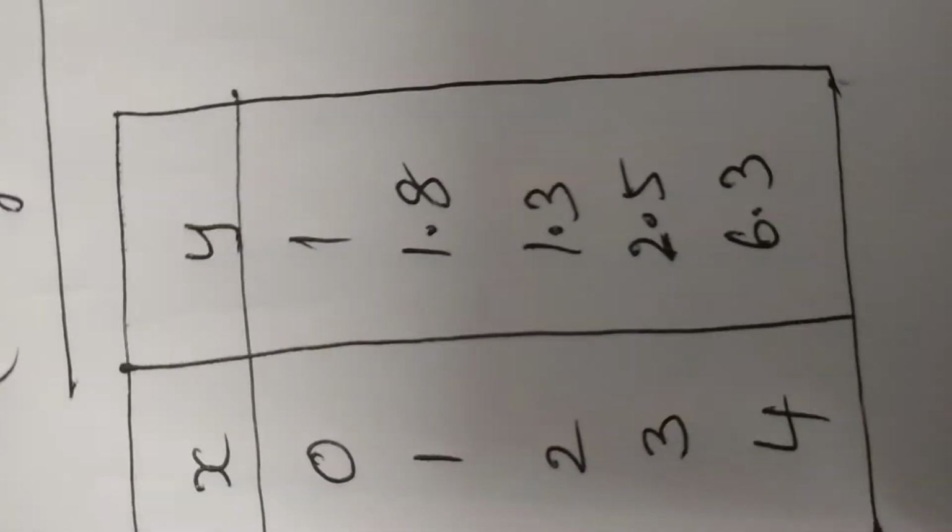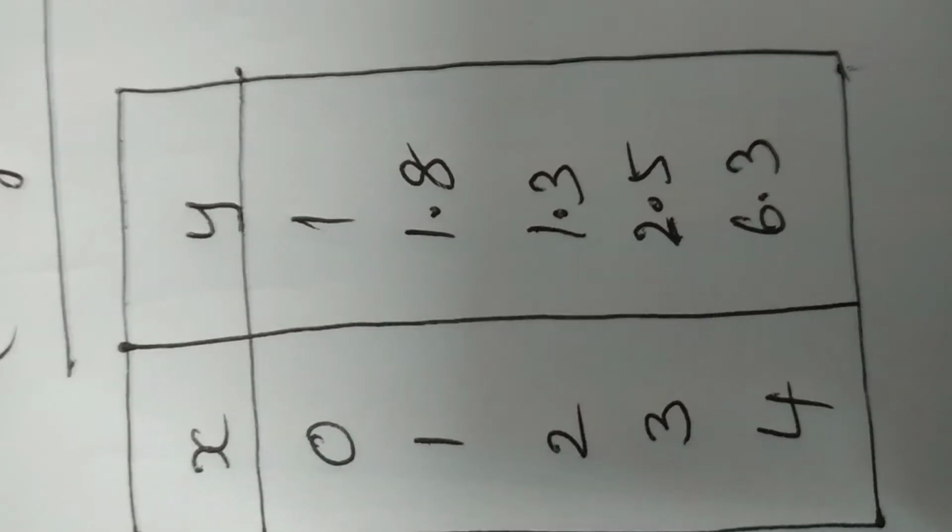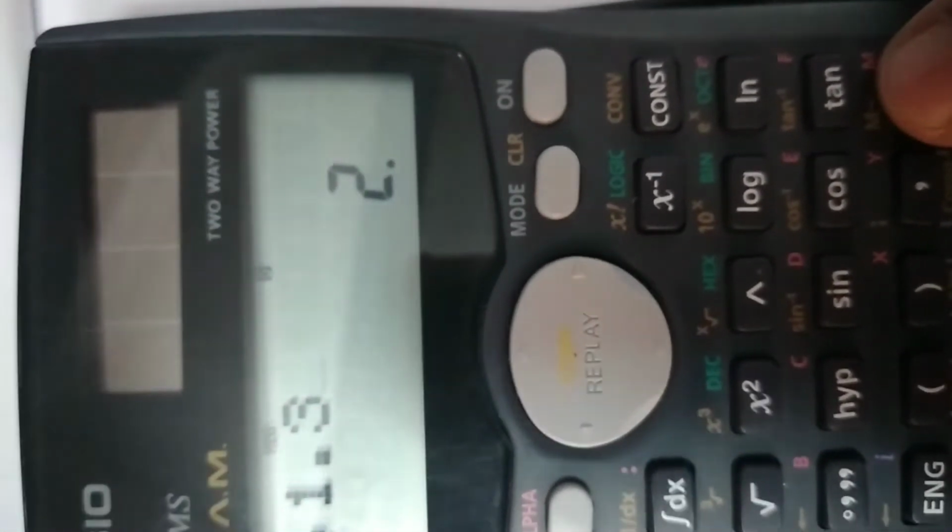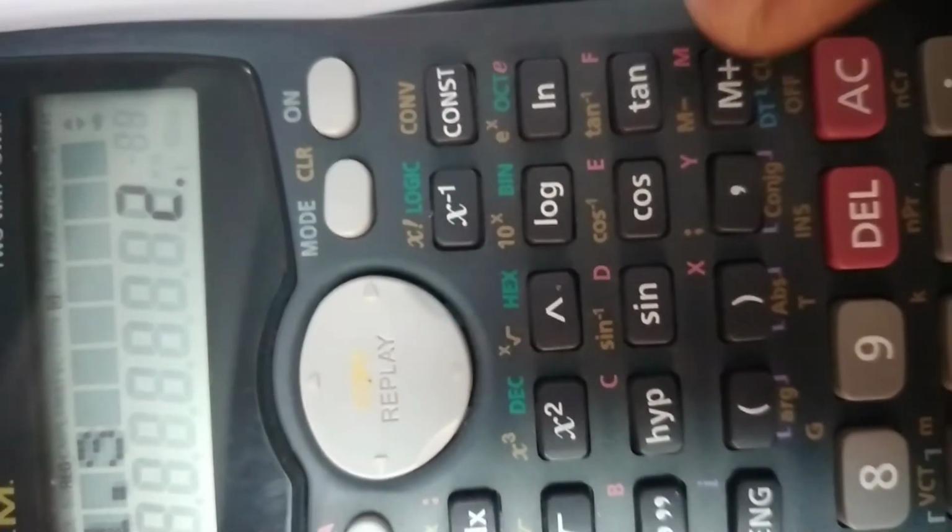Similarly, don't operate anything meanwhile. Go for the next value, 2, 1.3. That is the third value, 2, 1.3. You operate M plus. So this is M plus. n = 3.